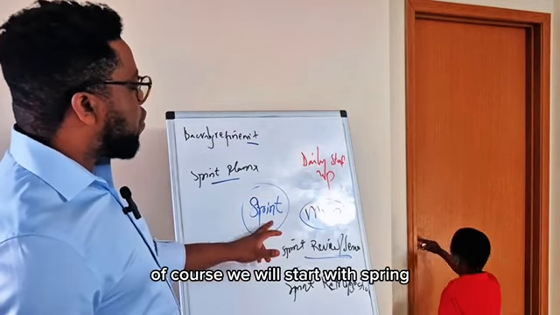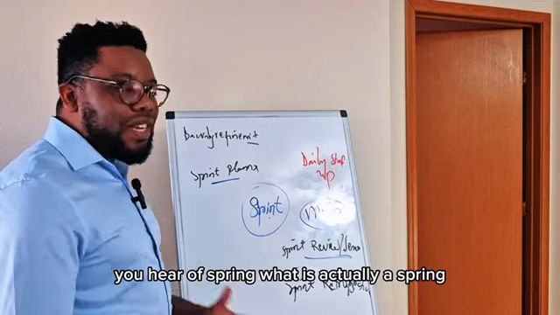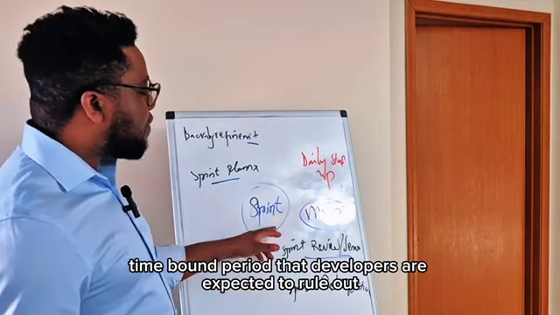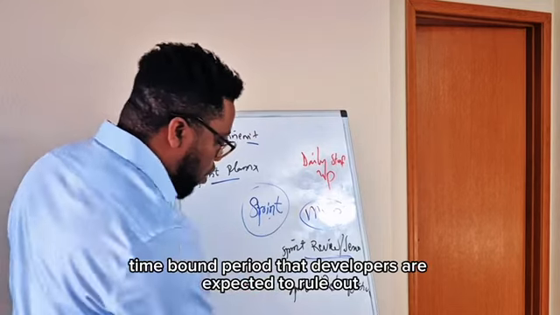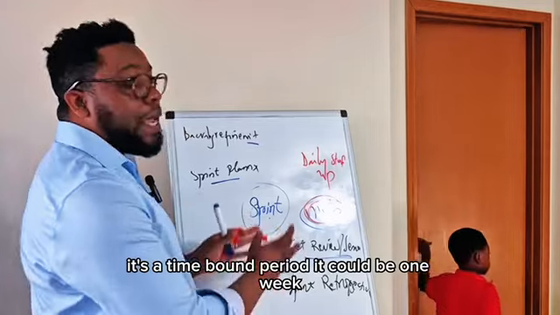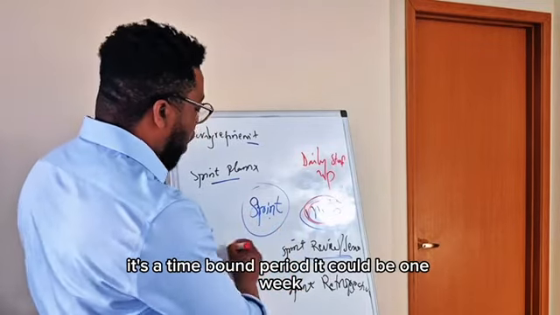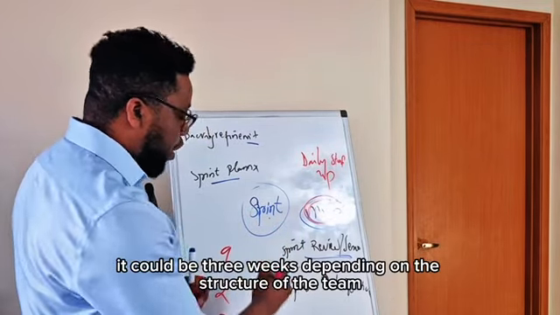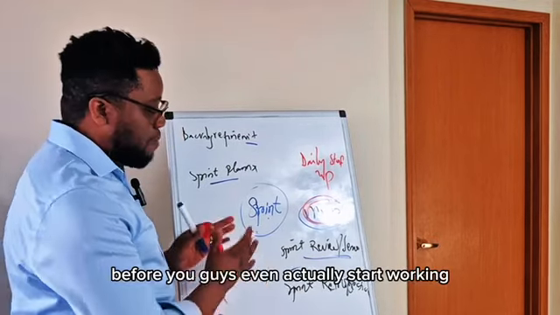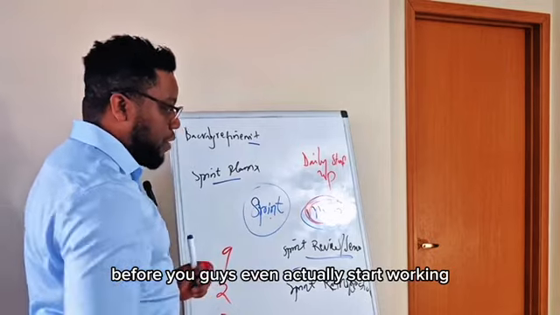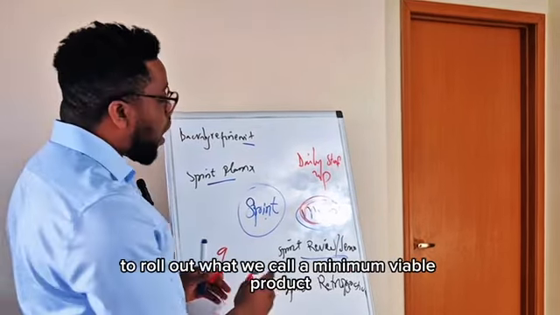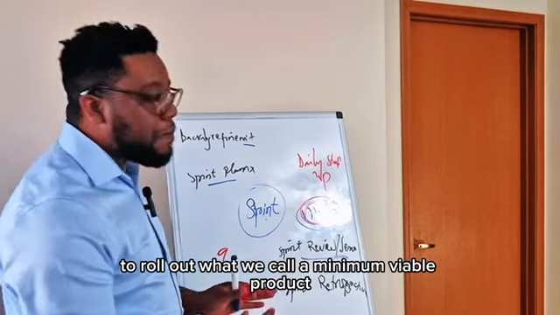Of course, we will start with sprint. You hear of sprint. What is actually a sprint? This is a 2 weeks time bound period that developers are expected to roll out what we call a minimum viable product. It's a time bound period. It could be 1 week, it could be 2 weeks, it could be 3 weeks, depending on the structure of the team. But that has to be defined before you guys even actually start working. And during that time, the developers are expected to roll out what we call a minimum viable product.